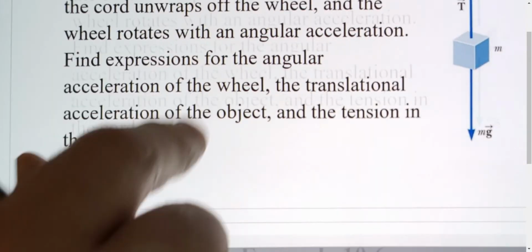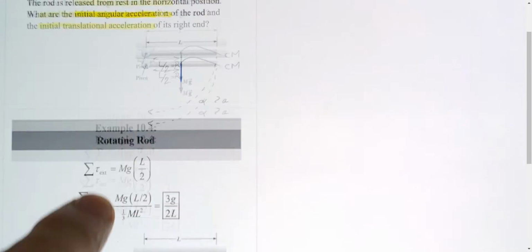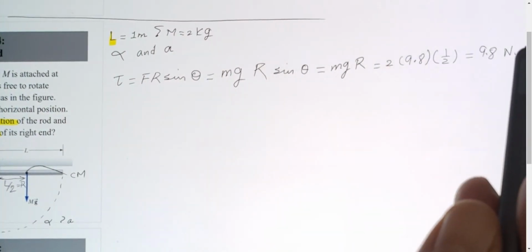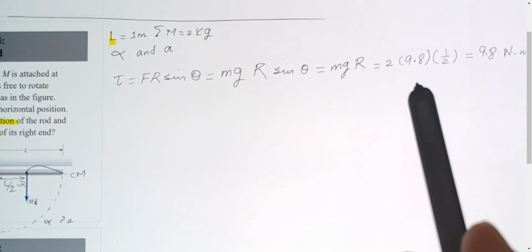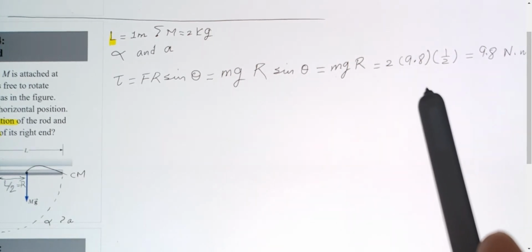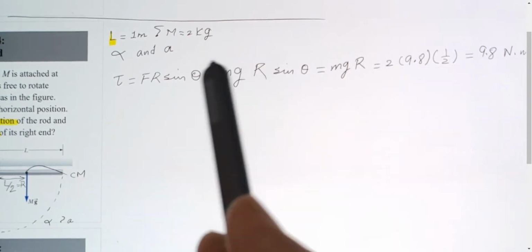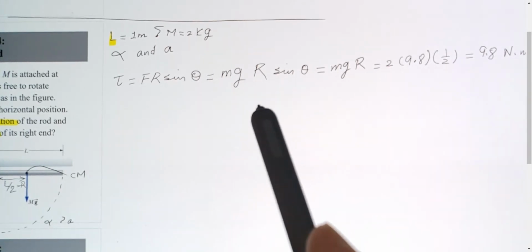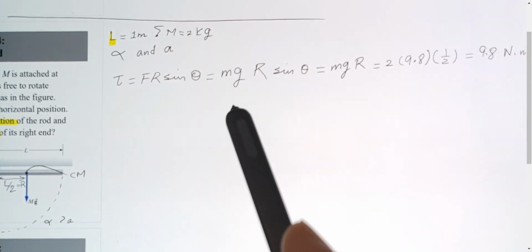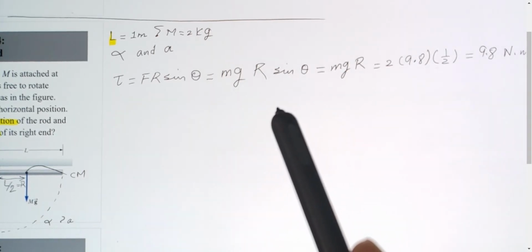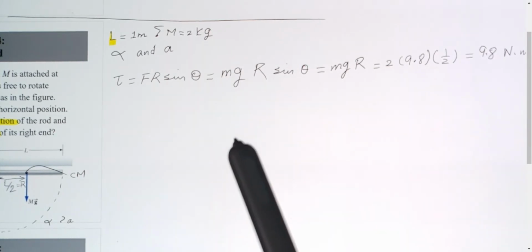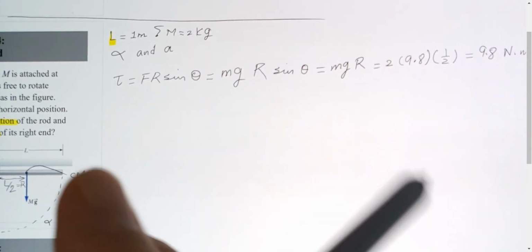Okay, so let's go back. We determine the torque. Of course, it will be different in other cases, because the torque is F r sine theta, and theta is the angle between the force and the vector r, the arm of our torque.